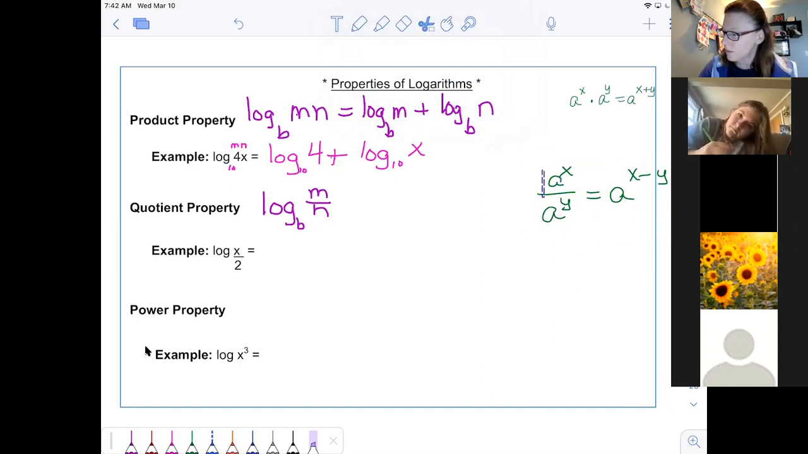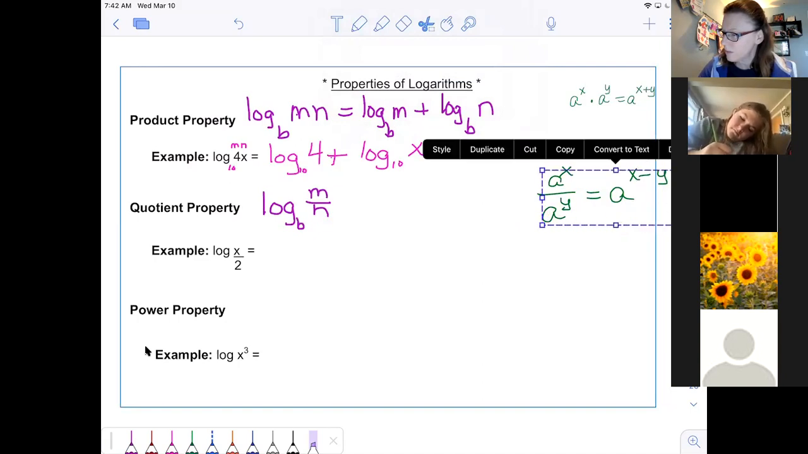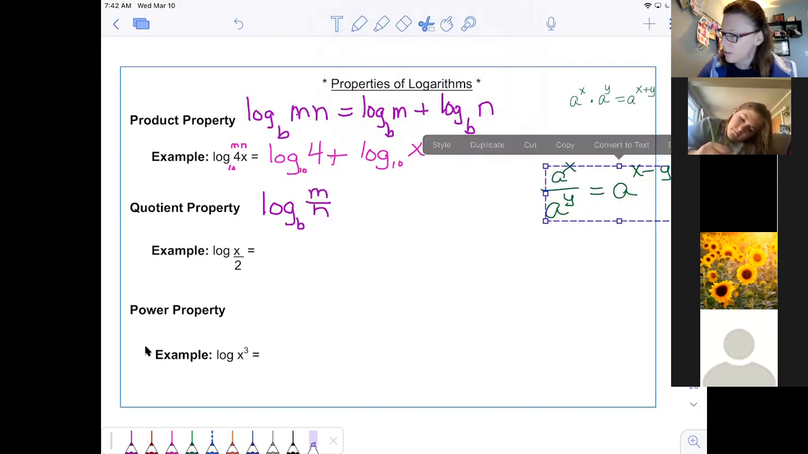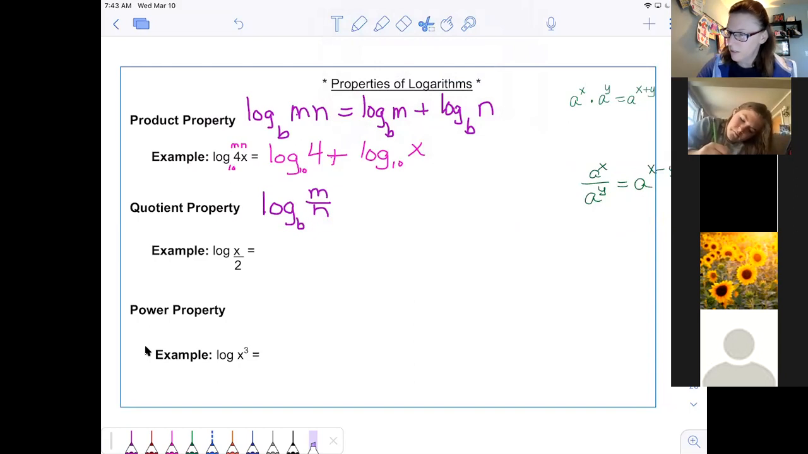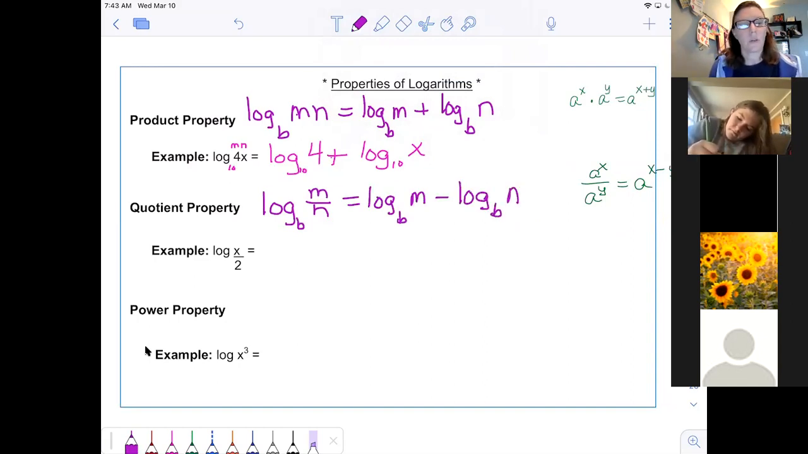So using my property similar to exponents, when we divide, we are really subtracting. So log base b of m divided by n can be, we call it expanded into log base b of m minus log base b of n.